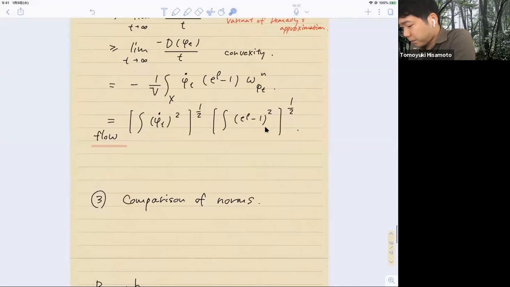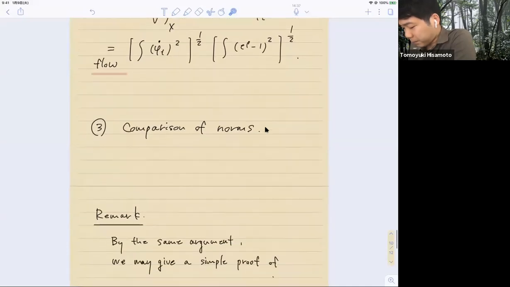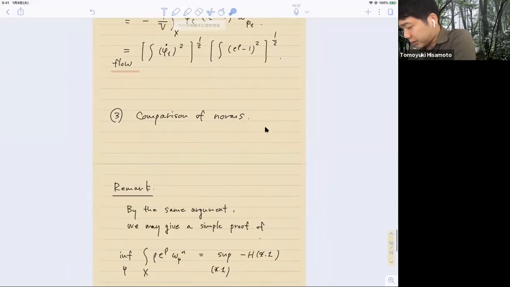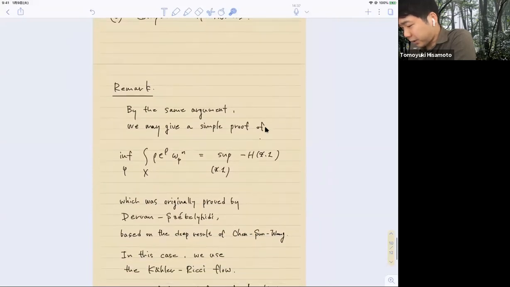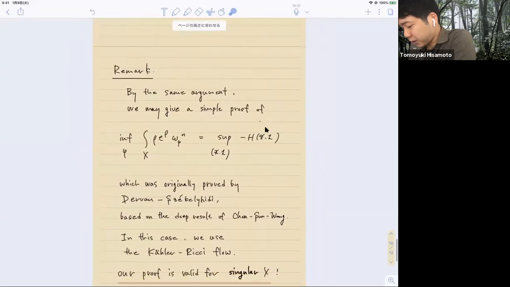And in the end, I will add some remark about another formulation using the Kähler-Ricci flow.